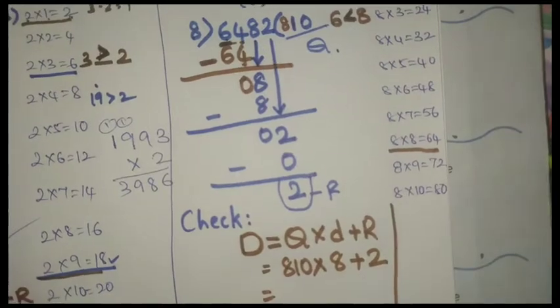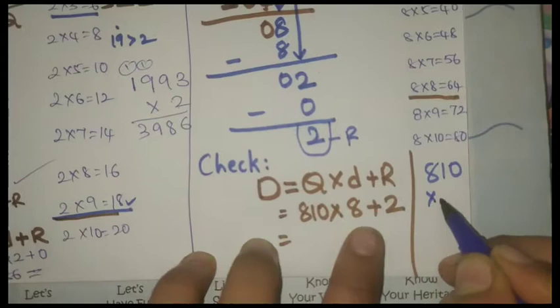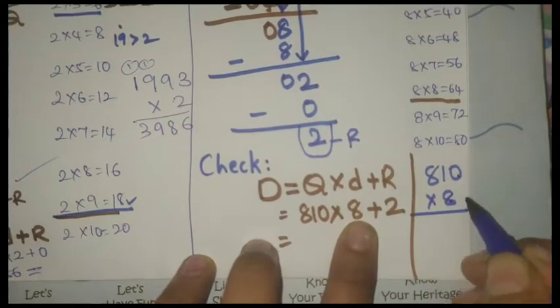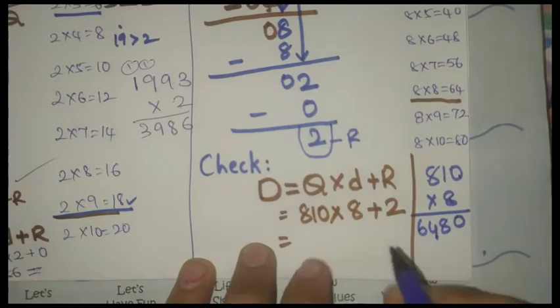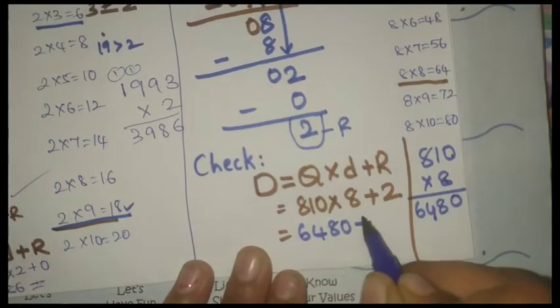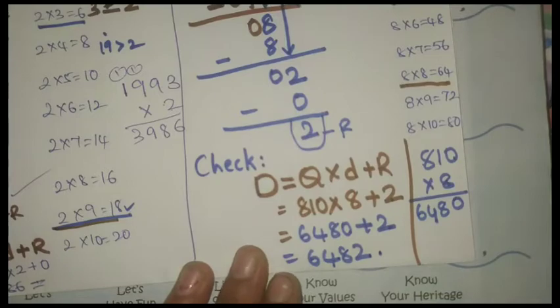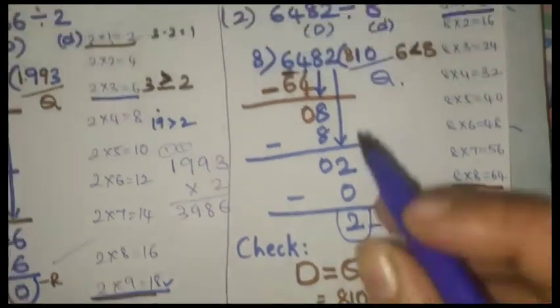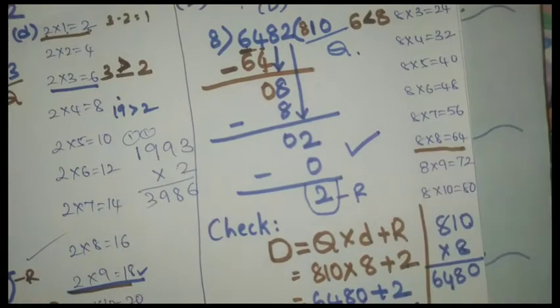810 into 8. 8 zeros are 0, 8 ones are 8, 8 8s are 64. Therefore, we got 6480 plus this 2. 0 plus 2 is 2. 6482 is the answer. Is it the dividend or not? Yes, this means the answer is correct.